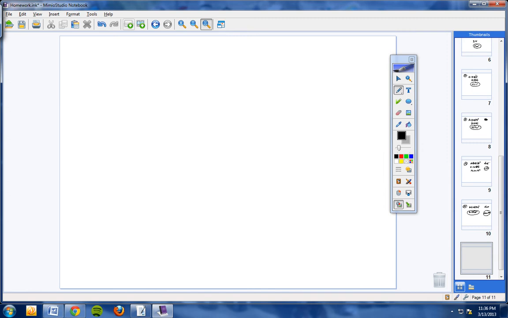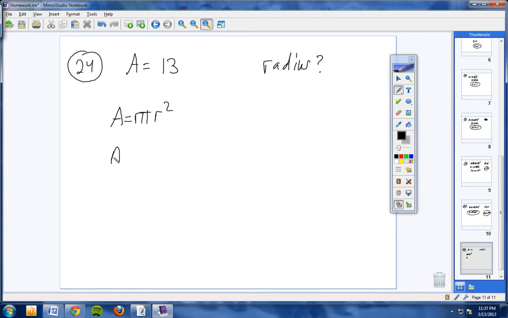Okay, we're looking at 24, 25, and 26. They want us to find the radius. So on number 24, we know the area of a circle is 13, and they want us to find the radius. Okay, so first of all, we're going to write our formula. A equals pi r squared, and for pi, I'm going to substitute 3.14. And then for r squared, I'm going to leave that r squared. That's what I'm solving for.